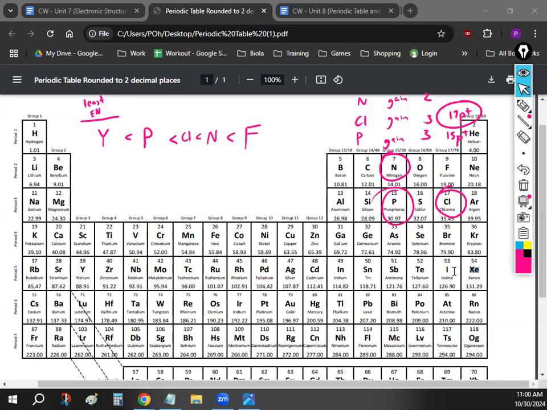So you're only looking at whether it wants to gain or lose. It doesn't matter if it's -3, -2, -1. You're looking at gaining and losing. Because I told you, if it wants to gain or lose, you look at the MCI. If the most common ion is negative, it wants to gain. If it's positive, it wants to lose.